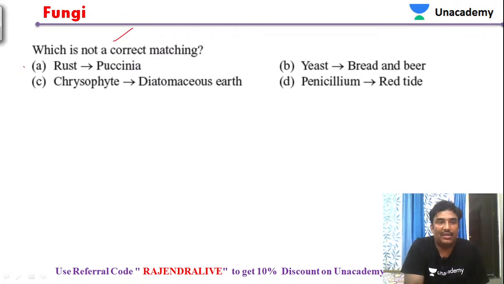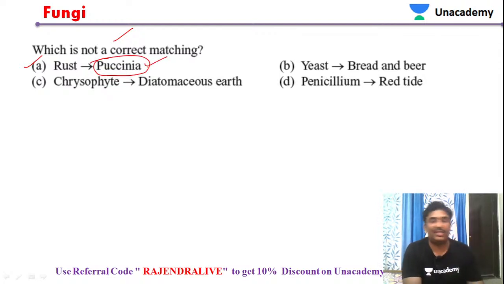So rust is caused by the fungus Puccinia. So Puccinia is causing the rust. Yes, that is the right statement. Then if you see yeast, yeast is involved in preparation of bread. Because of that reason, yeast is also called a baker's yeast.